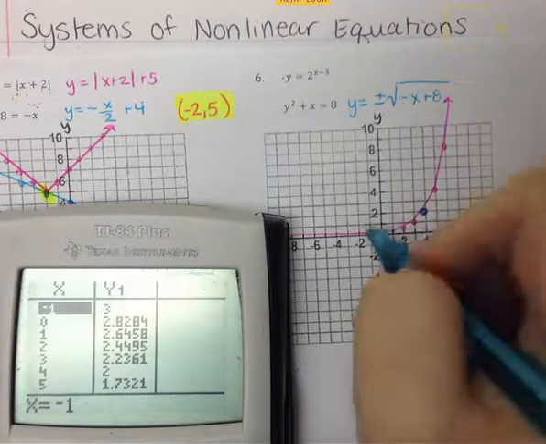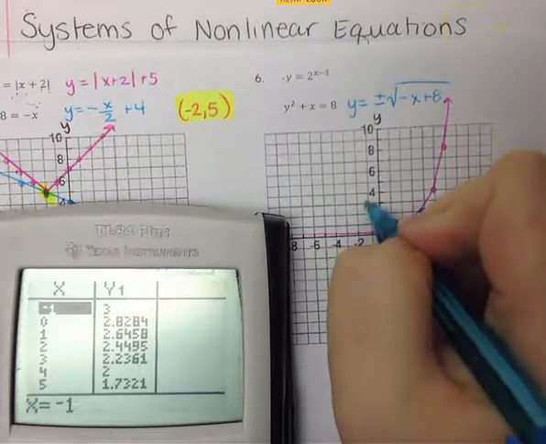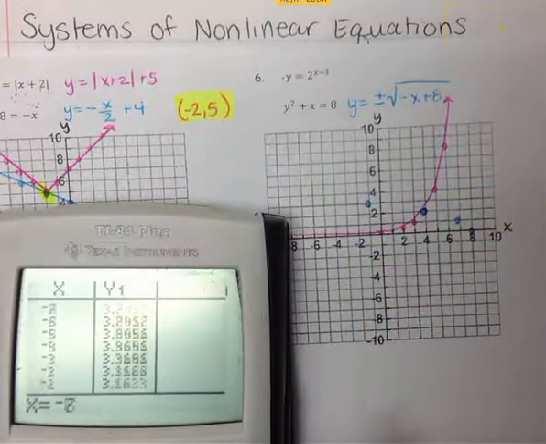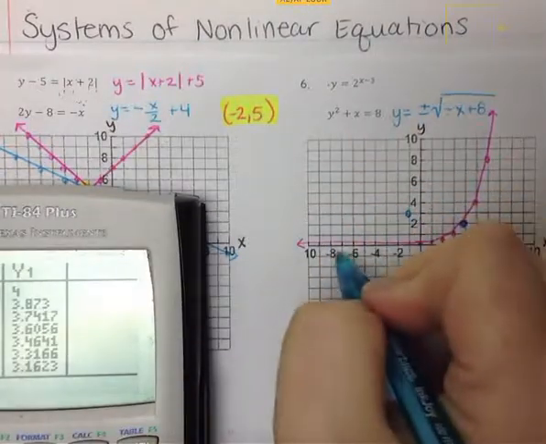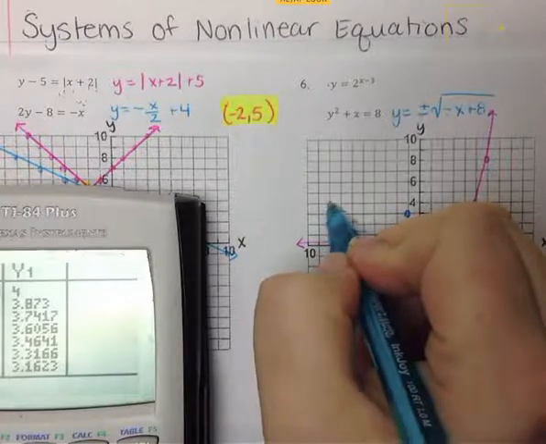Then we have negative 1, 3. Let's see if there are any other good ones. We have negative 8, 4. So we can graph negative 8, positive 4.